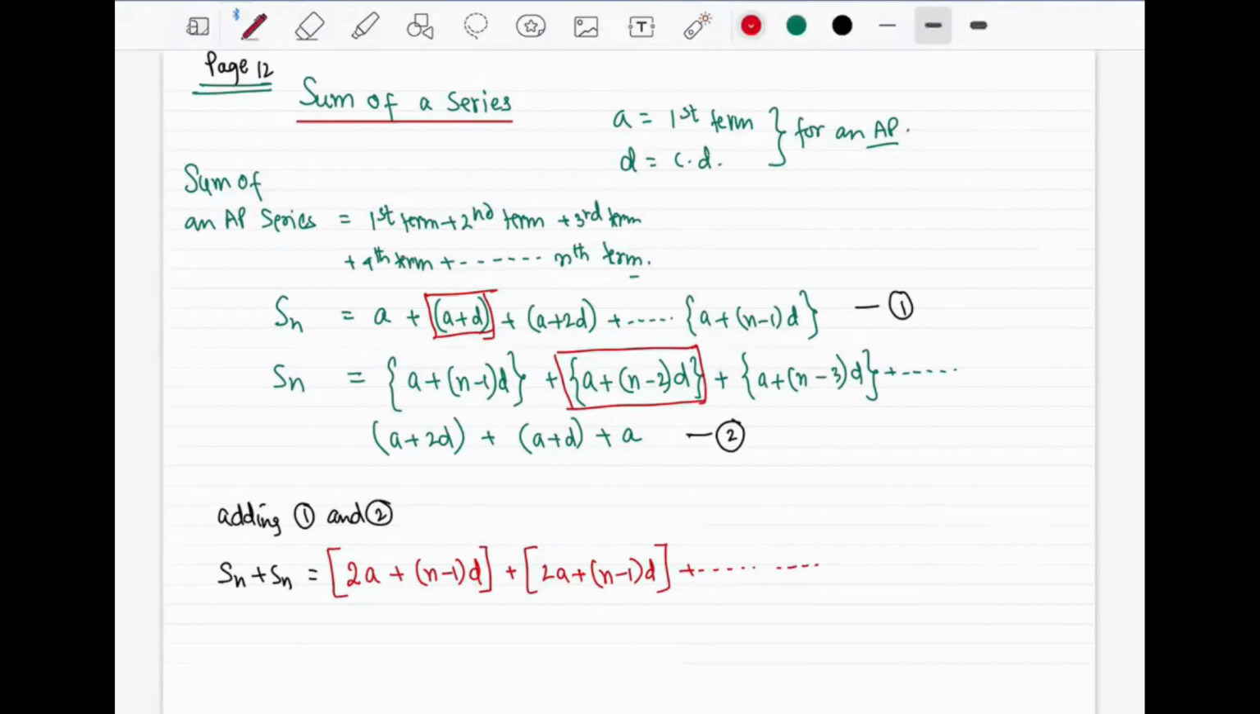So whatever term that you add, when you write the terms of an AP in the proper order and then write in the reverse order, when you add the terms, whatever value you obtain is always twice a plus n minus 1 d.